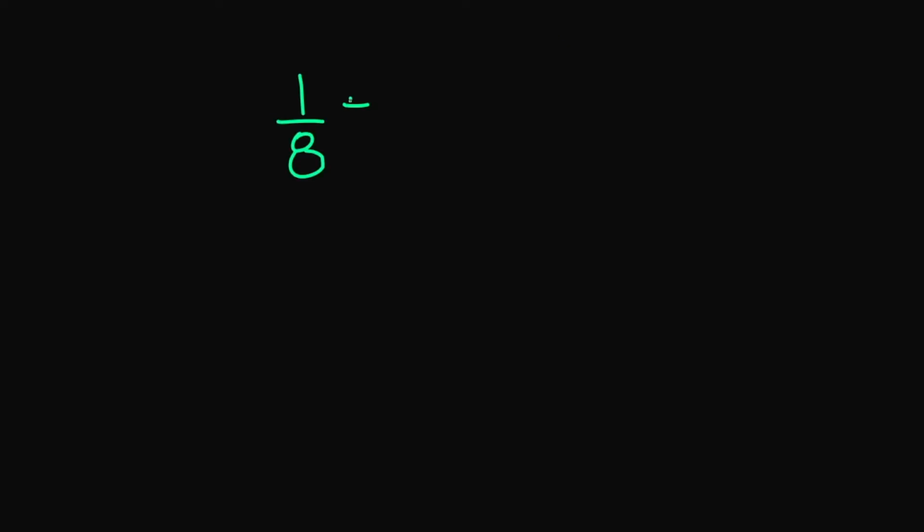1 over 8 plus 2 over 8. Notice my denominators are the same, so I can go ahead and add. So 1 plus 2 is 3, and this is going to give me 3 over 8.